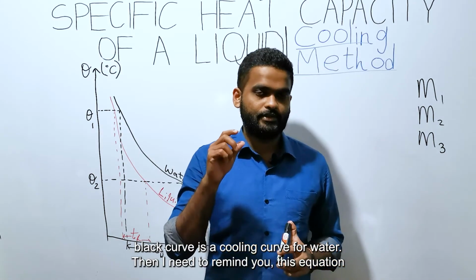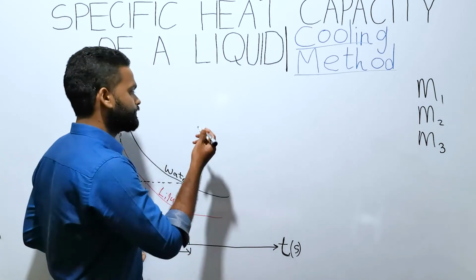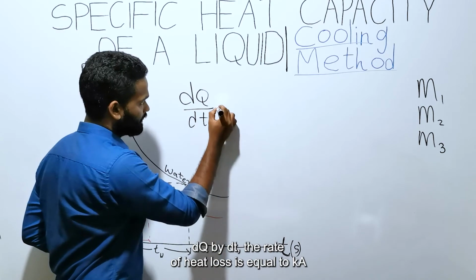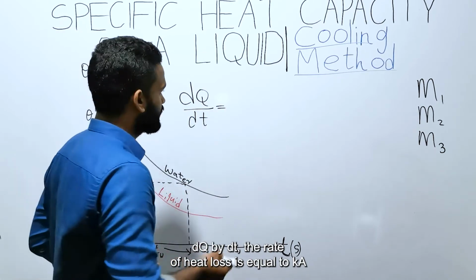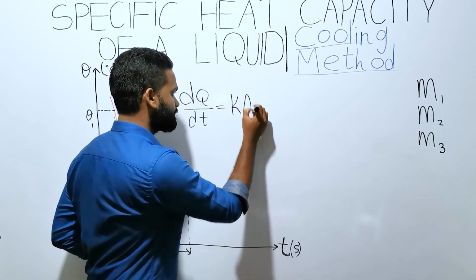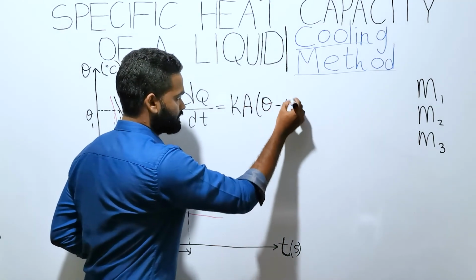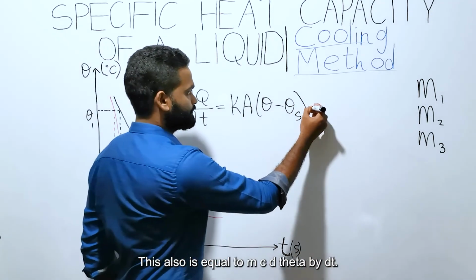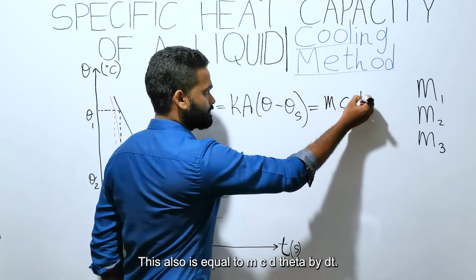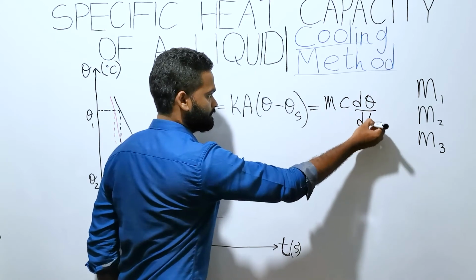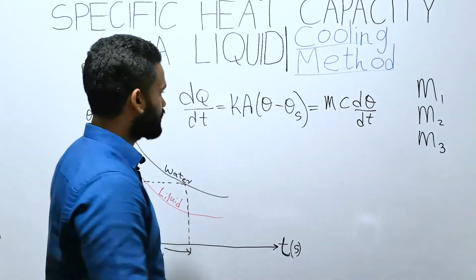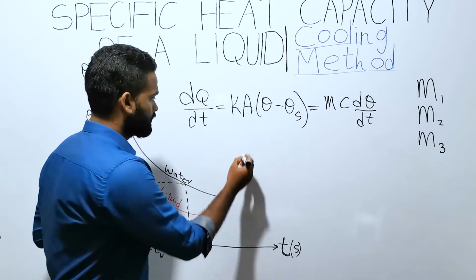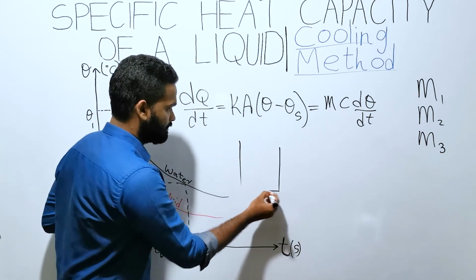Then I need to remind you this equation. dQ by dt, that is the rate of heat loss, is equal to KA (theta minus theta s). This also is equal to mc d theta by dt. So dQ by dt is the rate of heat loss from the calorimeter.